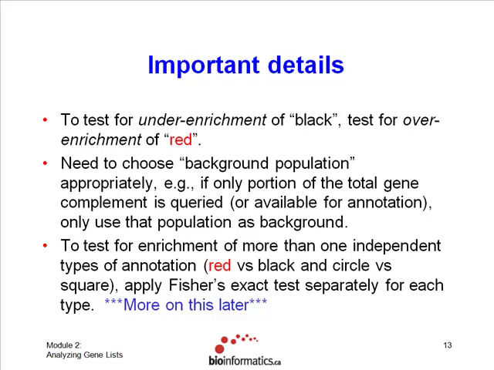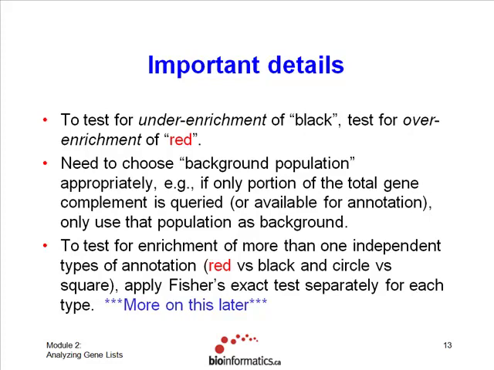Now here's, I think, the most important thing on this slide: you have to choose the background population appropriately, right? What I showed you before is just a big bucket that's got black and red balls, but when you're doing this exact test, you have to know what that background population was. For example, if you have a microarray and you're looking for differential expression under some conditions and that microarray only queries 500 genes, well, your background population is those 500 genes. So your background population is things that could have been measured, that could have been on your gene list but weren't.